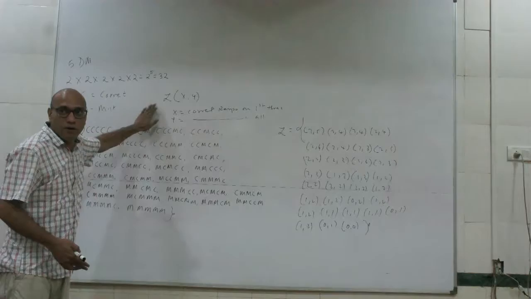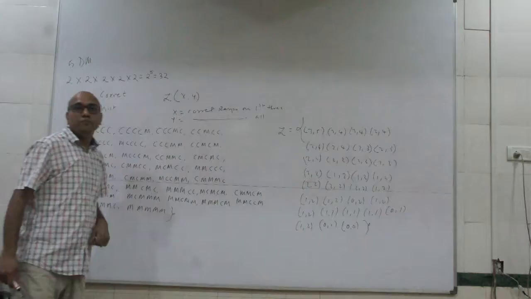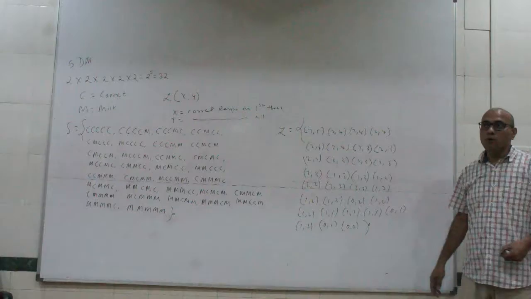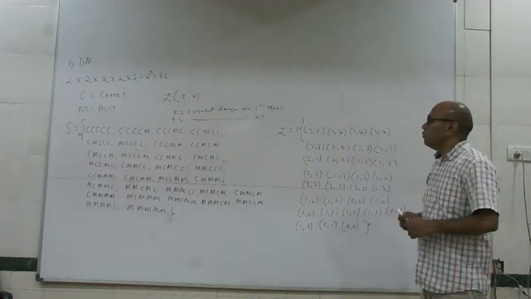Jointly distributed, which is x and y, where x is the number of correct responses in the first three trials and y is the number of correct responses in all possible trials. This gives us the random variable Z. Z has all these values, right? Now, what I can do is place all these Z values into a tabular format where I say what x is and what y is.